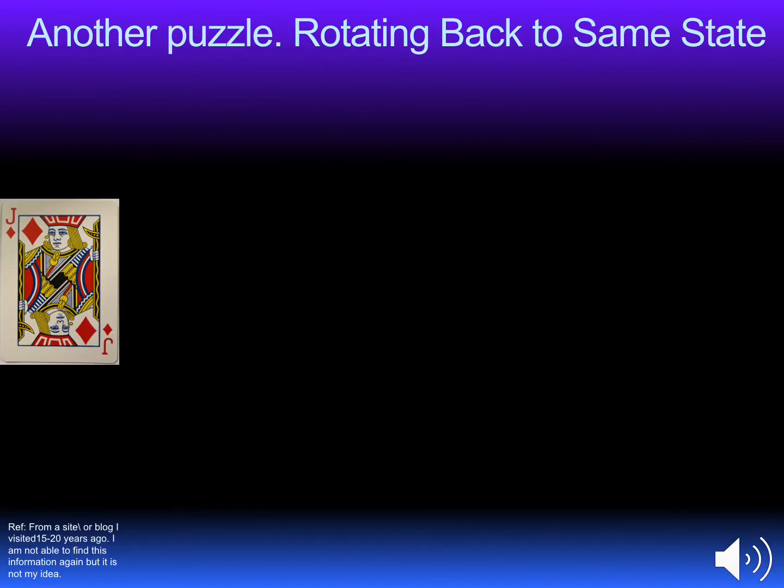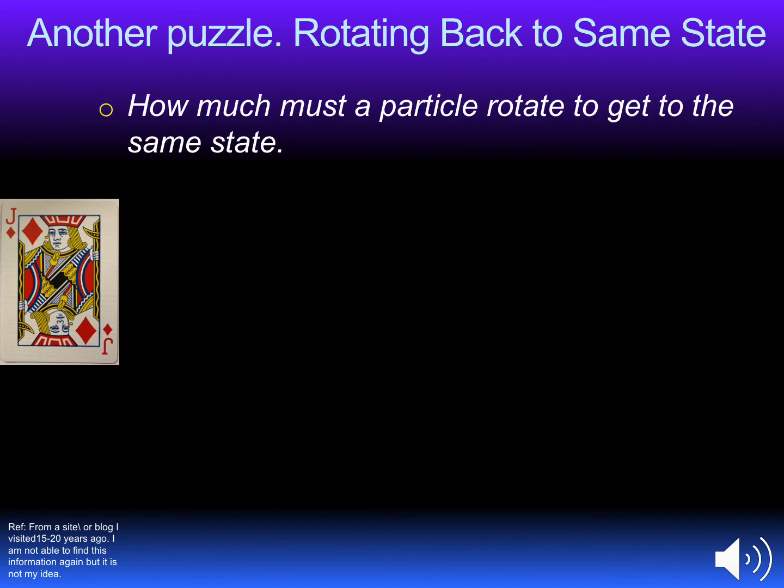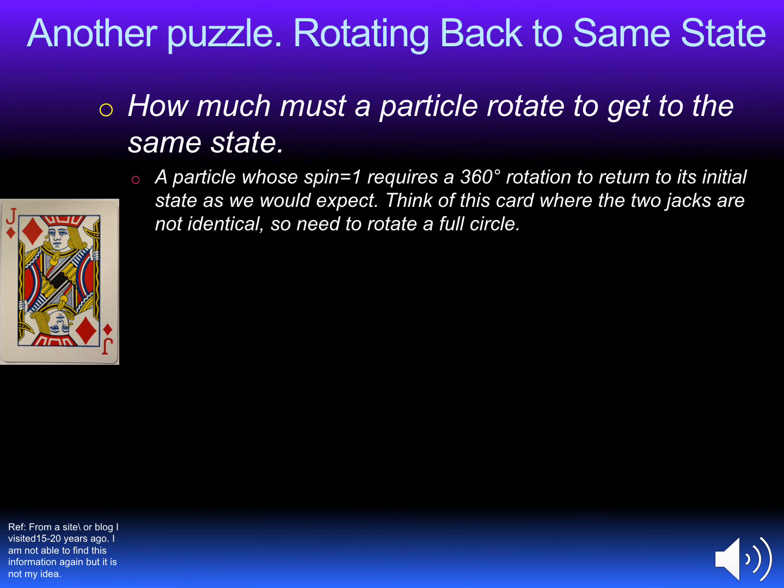So one more puzzle related to quantum spin, and that's the amount of rotation it takes to come back to the same state. And we're going to use a card. Here is an example of a Queen of Hearts to help you to visualize what this means. So how much must a particle rotate to get back to the same initial state? A particle whose spin equals 1 requires a 360-degree rotation to return to its initial state, and that's sort of as we would expect.